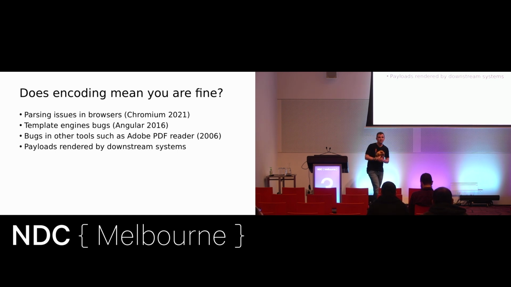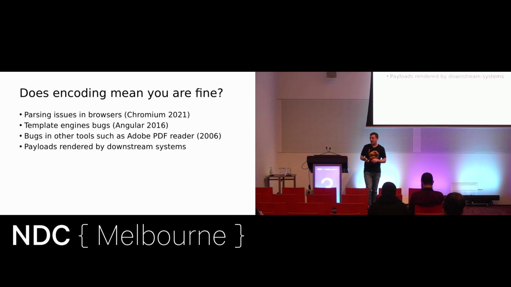Well, maybe not. So there was an issue in Chromium in 2021 around parsing of the page DOM, and that had a circumvention method. So even the browser manufacturers make some mistakes in some of these things. So even if you're doing everything properly, there is still that possibility that there could be an issue in it. Templating engines regularly have issues. There's quite a well-known one in Angular. We see bugs in tools such as Adobe PDF Reader and so on that will utilize web content. That one's a bit older, but just be aware that there's a lot of different other things consuming these things.